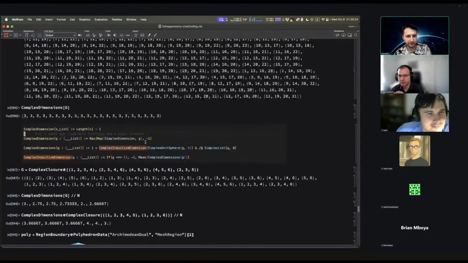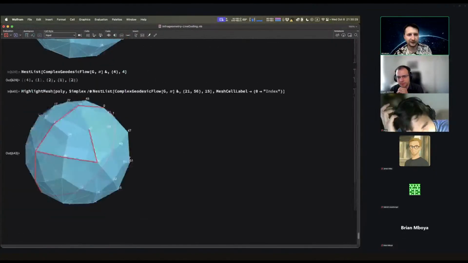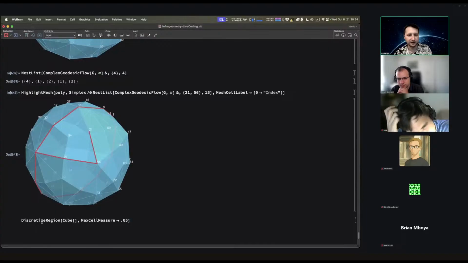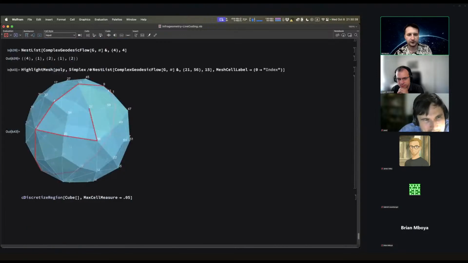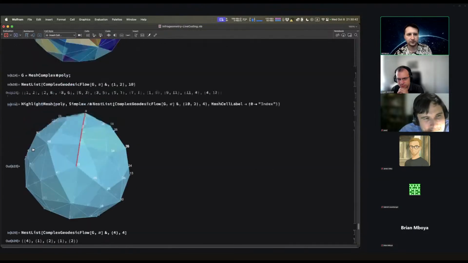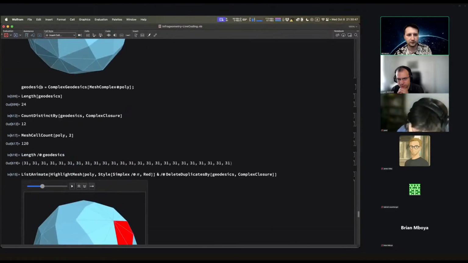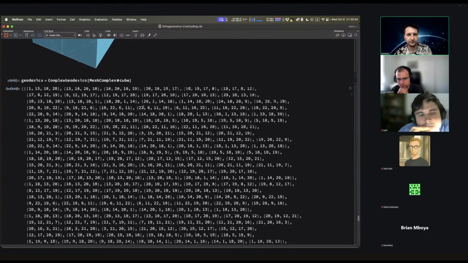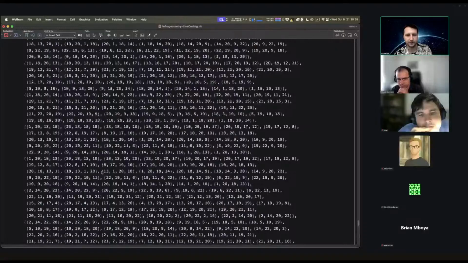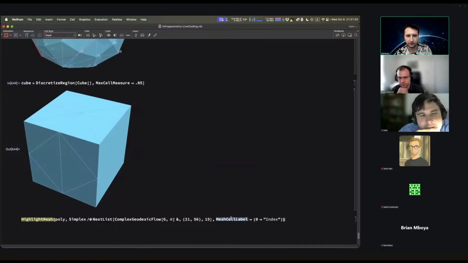Let's try something different. Let's try the cube. Geodesics on the cube. So what have we done here? If you have to support this cube, actually we don't need it. Let's just start with some label.